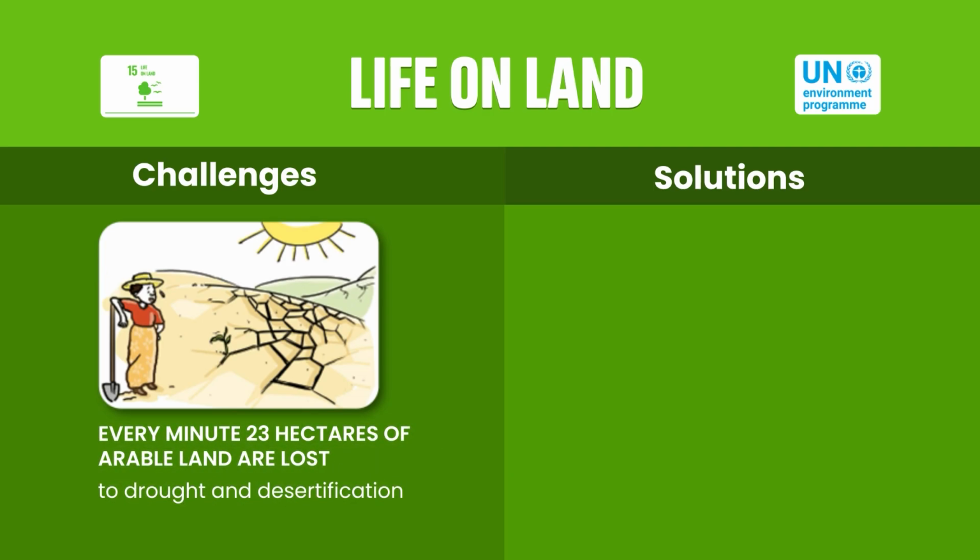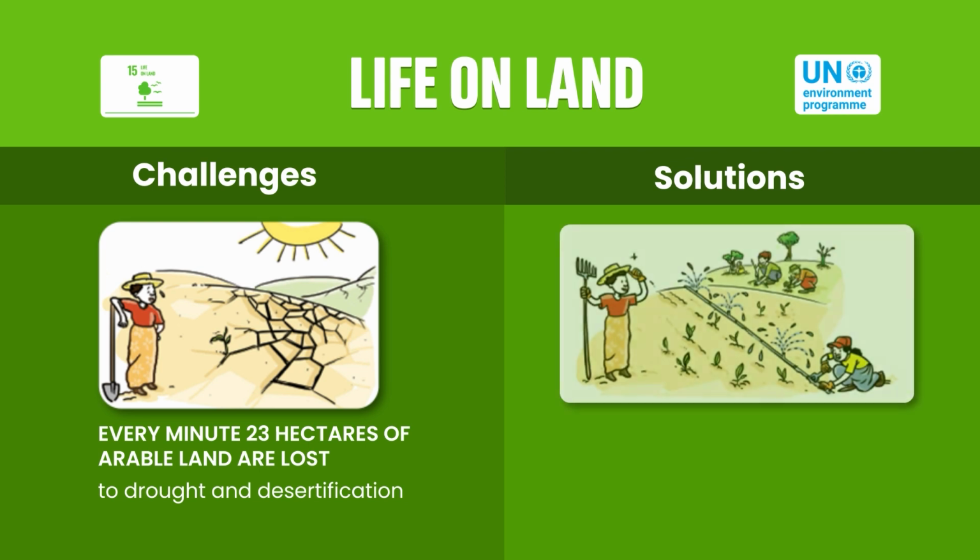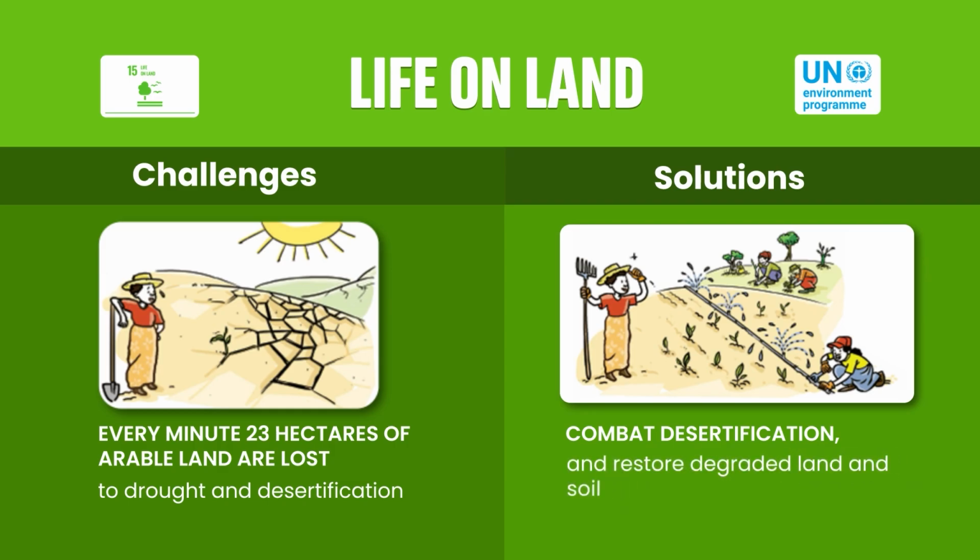If you look at the land, every minute 23 hectares of arable land are lost due to drought or desertification. So what is the solution to stop or limit this loss of arable land? We need to combat desertification and restore the degraded land.